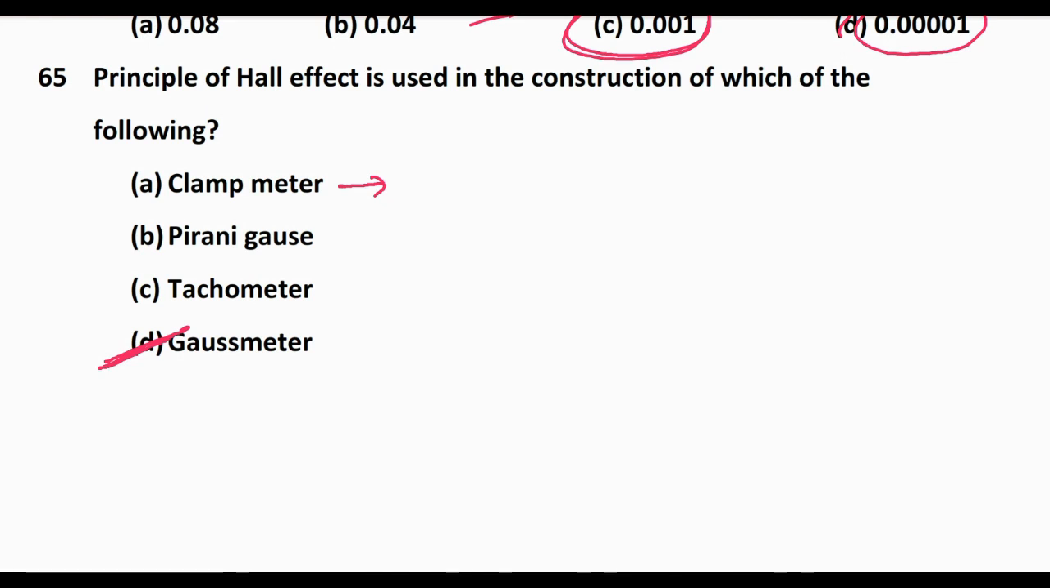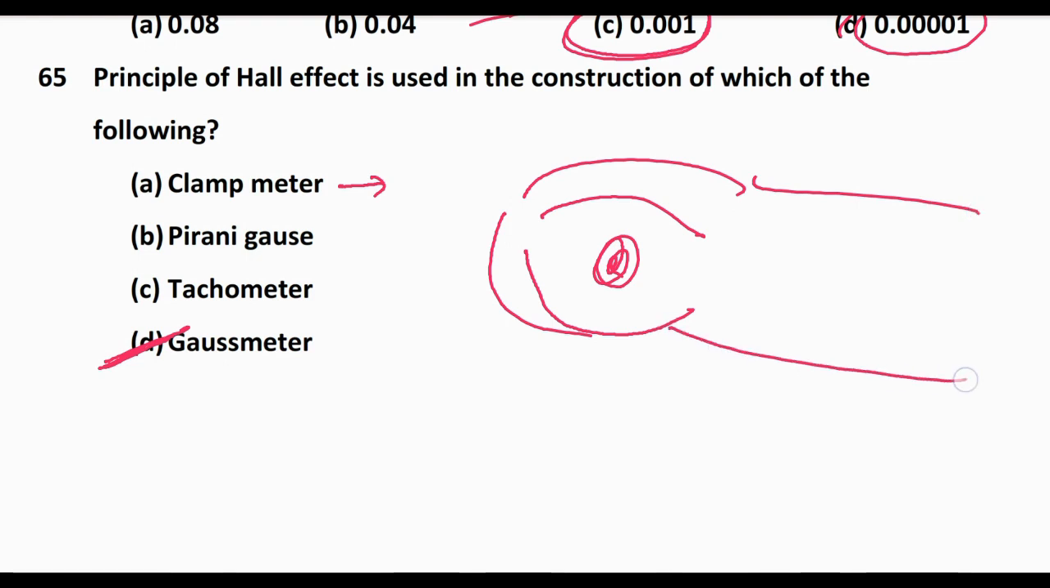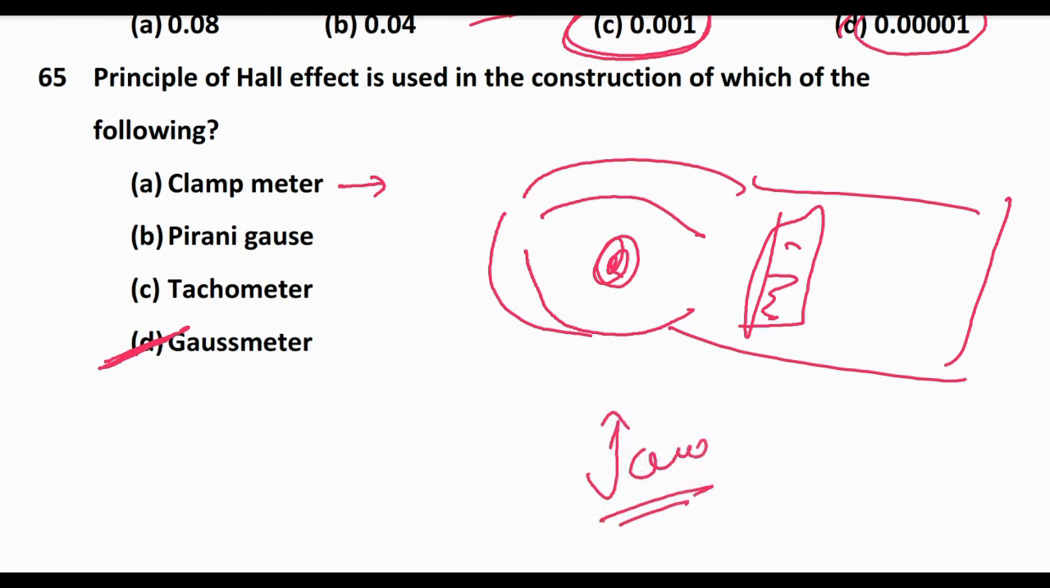The clamp meter is like this. We have to clamp the conductor with the jaws of the meter, and there is a display, and we will know the current. And what is the Pirani gauge? Pirani gauge is used to measure vacuum pressure. And tachometer is used to measure the rotation speed in RPM of motors or anything.